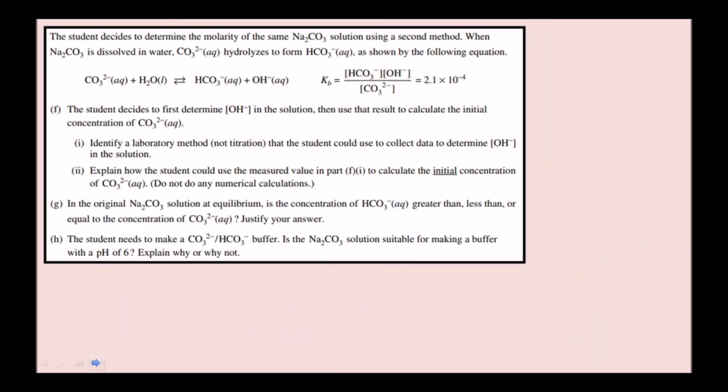Okay, part G. In the original sodium carbonate solution at equilibrium, is the concentration of bicarb greater than, less than, or equal to the concentration of carbonate? To determine whether reactants or products are favored in an equilibrium, we can use the equilibrium constant. And as a general rule, if the equilibrium constant is large, then products are favored because the numerator in the equilibrium constant is large, and that represents the products.